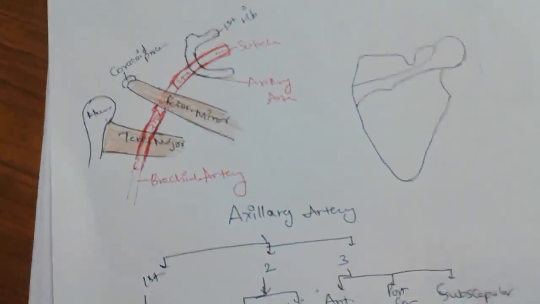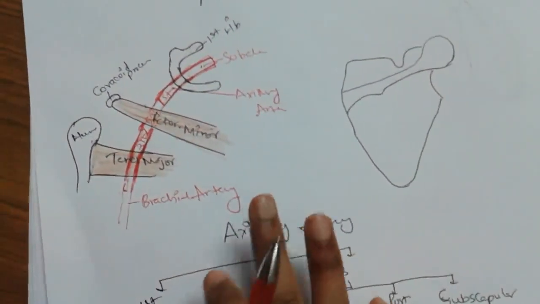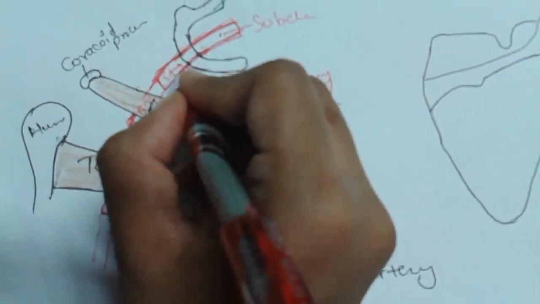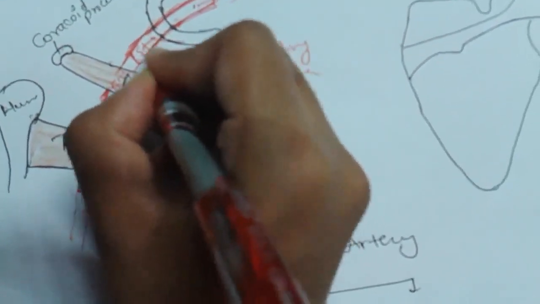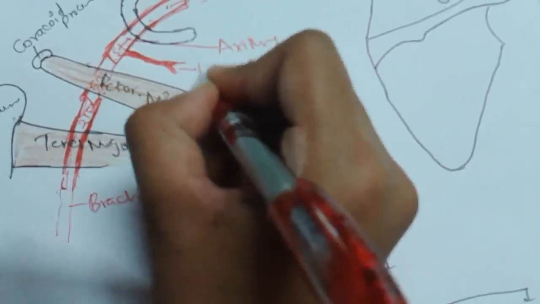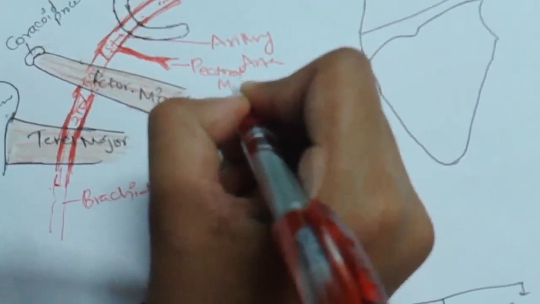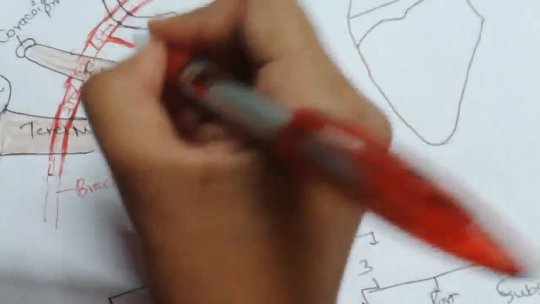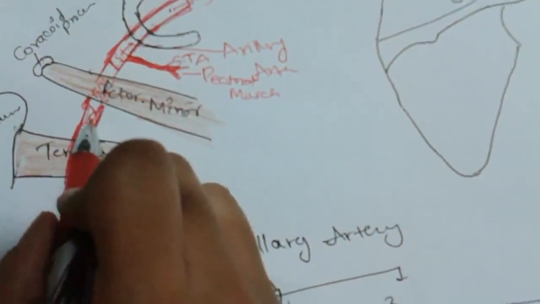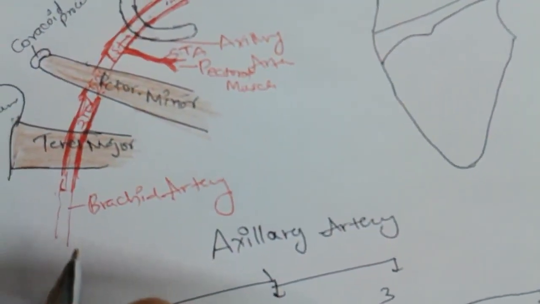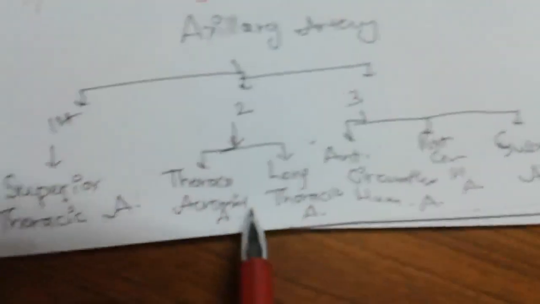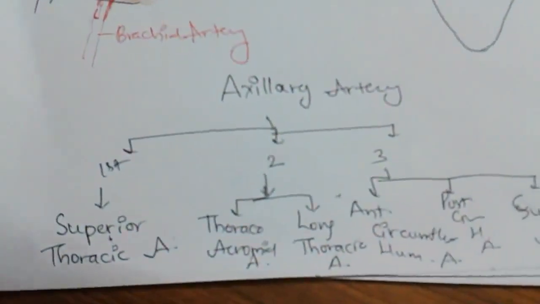Okay, now you'll be seeing those branches. So this is the first part. From the first part, the first artery which develops is the superior thoracic artery. It runs downwards and supplies the pectoral muscles. What is it? Superior thoracic artery. And then this is the second part. From the second part, there will be development of two arteries. One is the thoracoacromial artery and the second one is the lateral thoracic artery. You can see here, thoracoacromial and lateral thoracic.